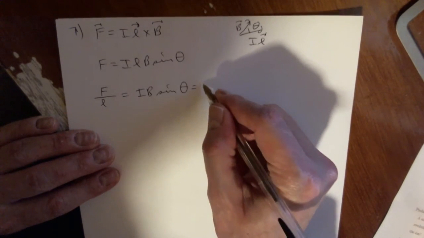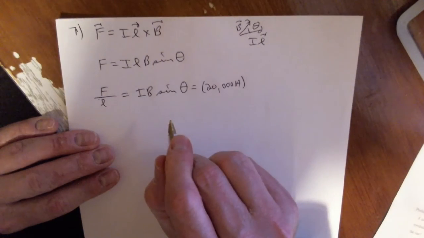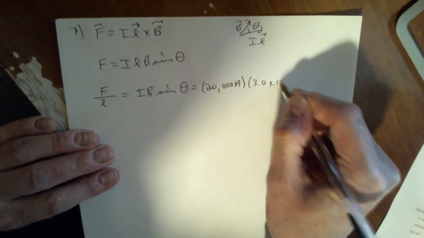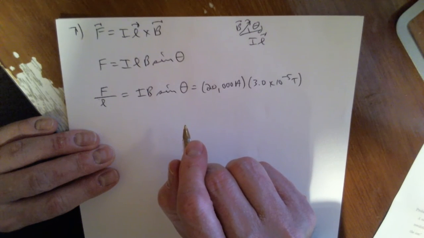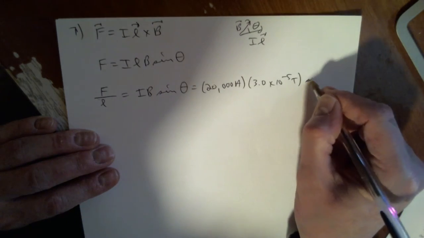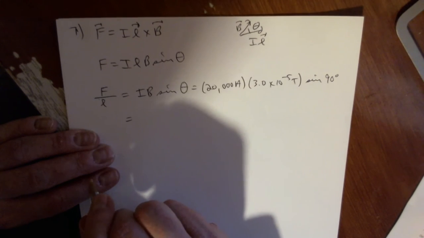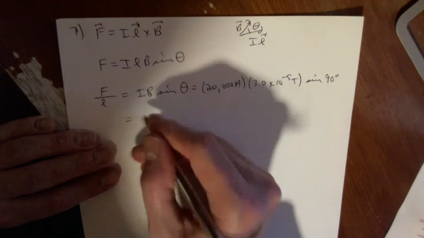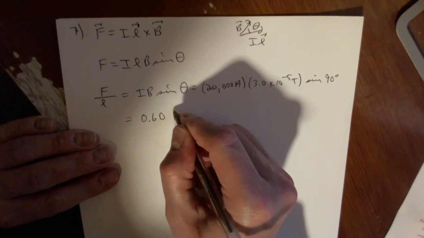The current is 20,000 amps. B is the 3 times 10 to the negative 5 Tesla. And the problem says that the current is perpendicular to the field, so theta is 90 degrees, or sine theta is just 1. Sine of 90 is 1. And so you wind up with 6 times 10 to the negative 1, or 0.6 Newton per meter.